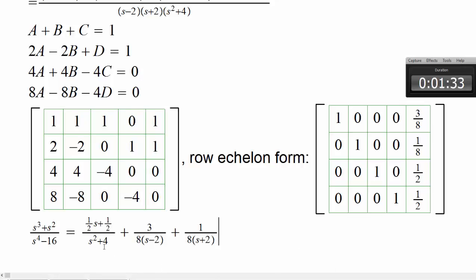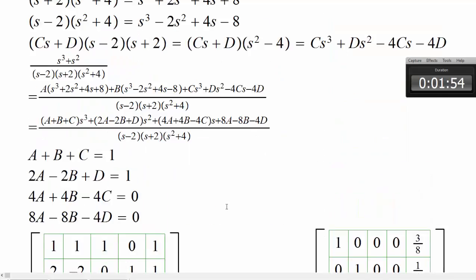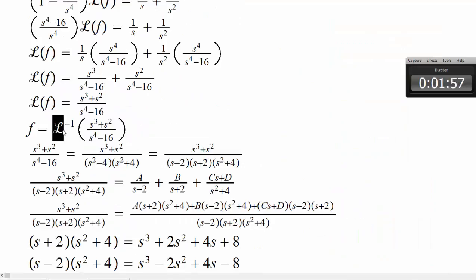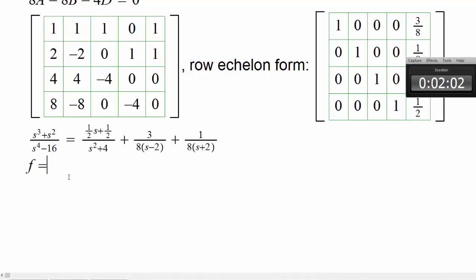It wrote s squared plus 4 first, so C and D are both 1/2, all right, and A is 3/8 and B is that, right? So what will our function be then? Our function f will be, as we wrote before, remember what we are looking for? The inverse Laplace, right? So that will be the inverse Laplace of, let's take these all one by one so that we can compare, right?